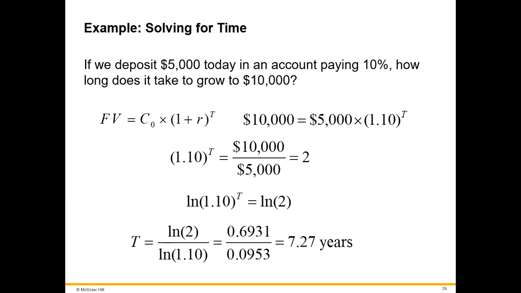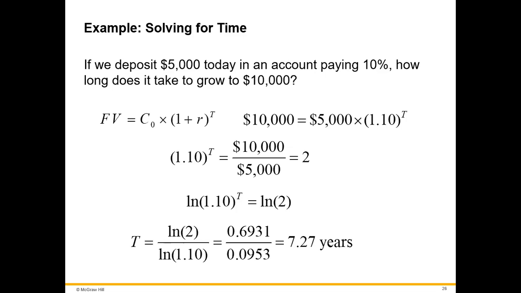If we deposit $5,000 today in an account paying 10%, how long does it take to grow to 10,000? So we know our present value, 5,000. We know our future value, 10,000. So what we would need to do is, first of all, put that into our formula. 10,000 equals 5,000 times 1.10 to the t power. We're solving for t. Now, the beautiful thing is that when you have calculators, you can easily solve for t.